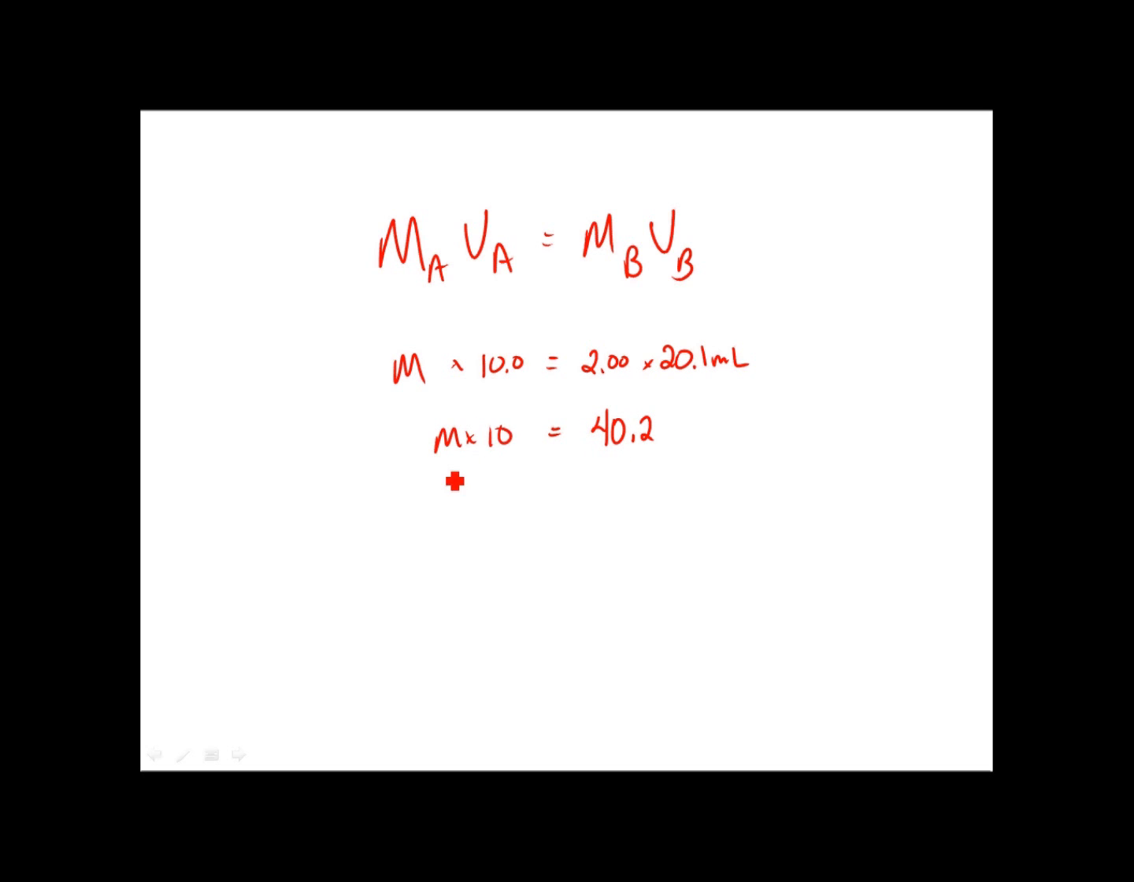M times 10 is still M times 10. We have to get rid of that 10 on that side because we want M by itself. So it turns out that the molarity of the acid is going to be 4.02 molar.